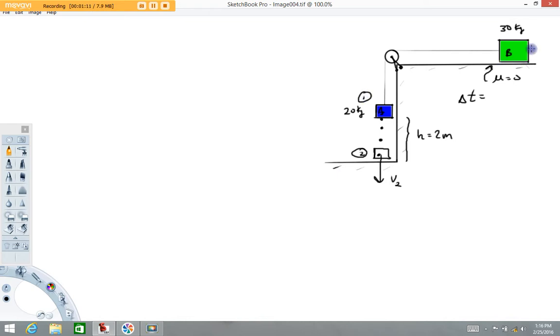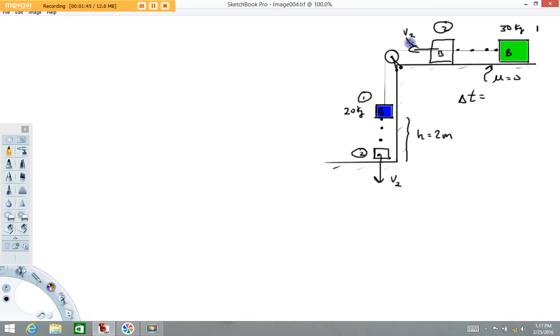Now I'm going to focus on mass B. This is what I'm going to call position 1. Mass B will be accelerating to the left. Here's a picture of mass B at position 2 after it's traveled a distance of 2 meters. At this position, mass B will have a velocity to the left, and I'm going to call that v2. Important to realize that the speed of mass A and the speed of mass B are going to be the same because they're connected by a rope that's not changing in length.